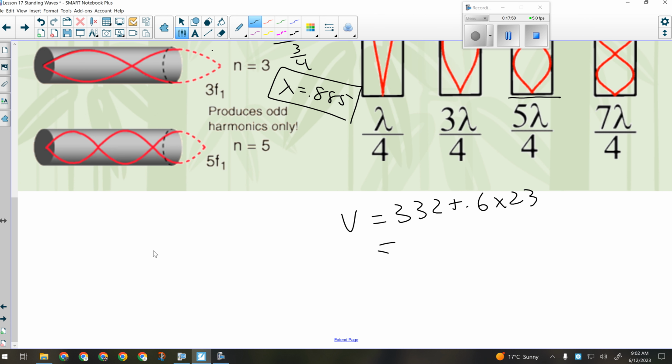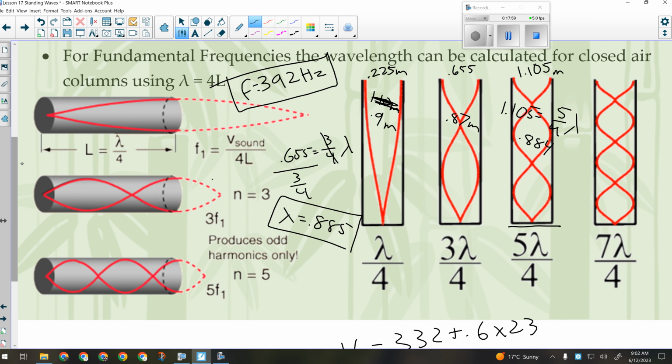Now, here's the thing with the closed air columns. The closed air columns are only going to make sound at certain frequencies. This is its first frequency that it makes sound at, F1. That's the fundamental frequency. The next time it makes a sound, it's 3 times longer, not 2.